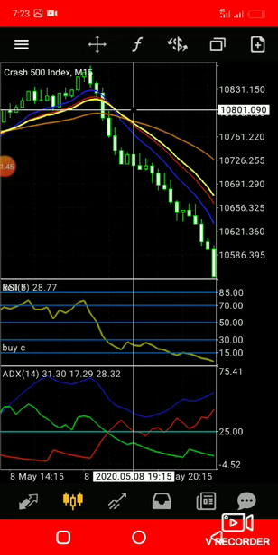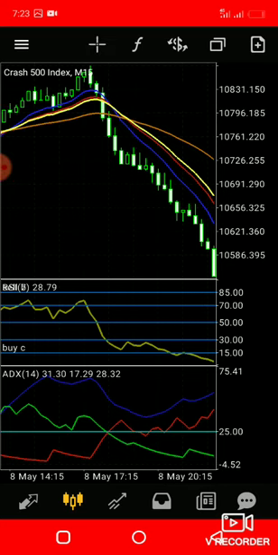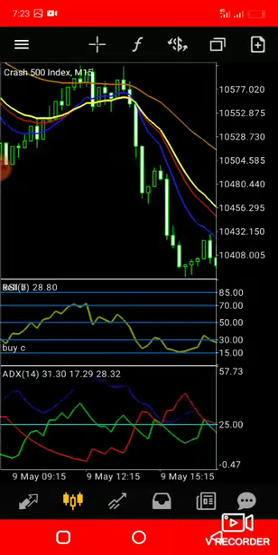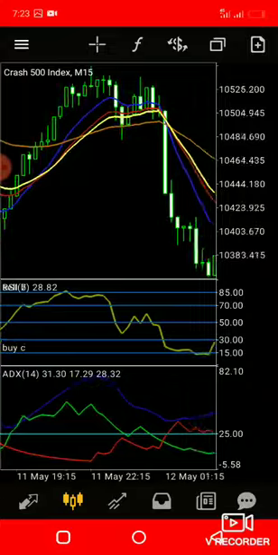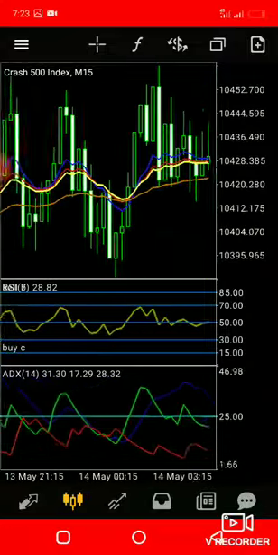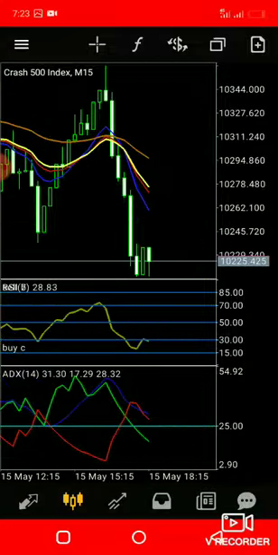So this is how you take a trade using this crossover strategy. It's a strong strategy that is working very well. Oh, my battery is dying out. So I think we'll have to end this here.